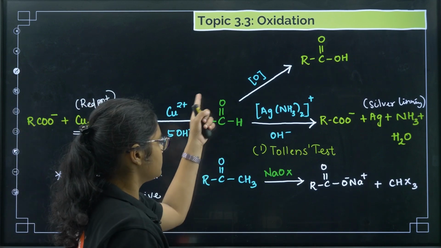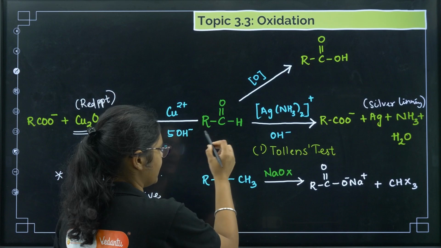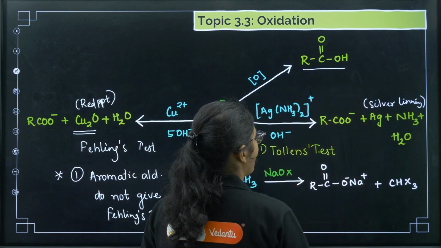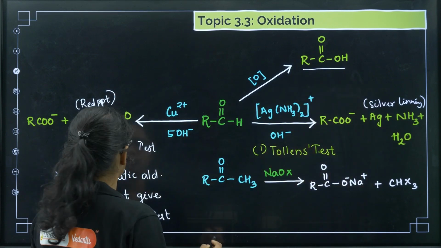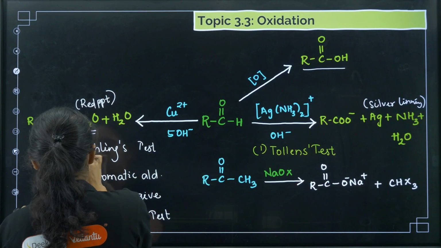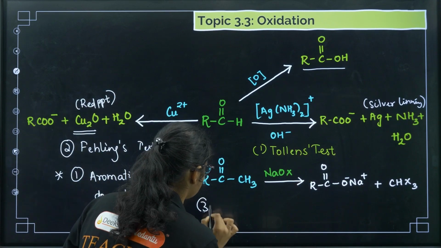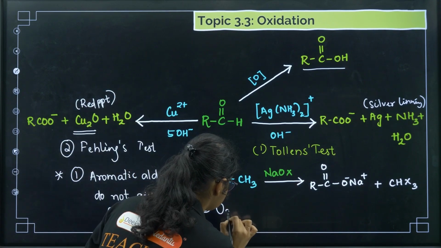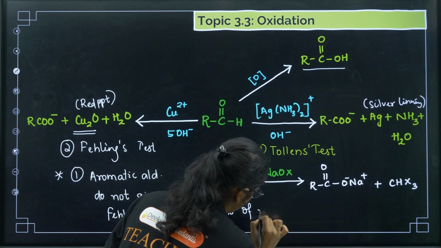Then as I told you, the aldehydes undergo oxidation to give you acids. Next we have one more. Third one is oxidation of methyl ketones.